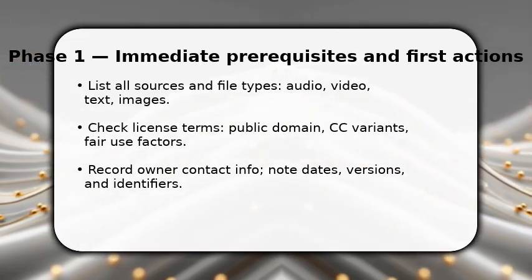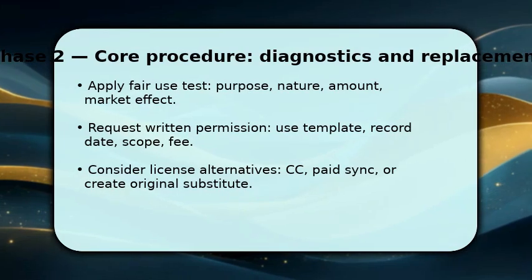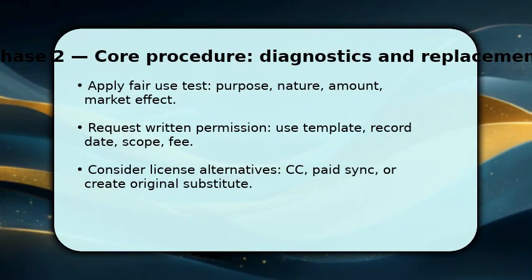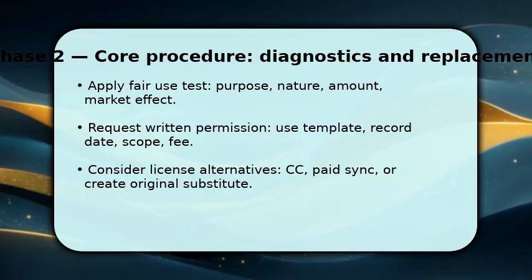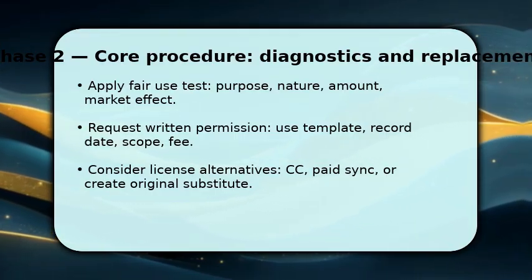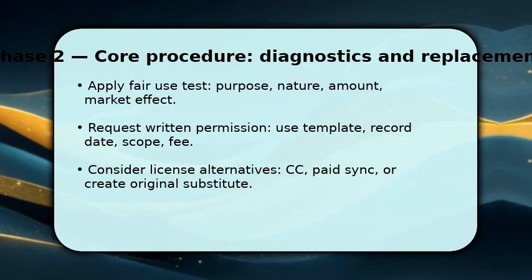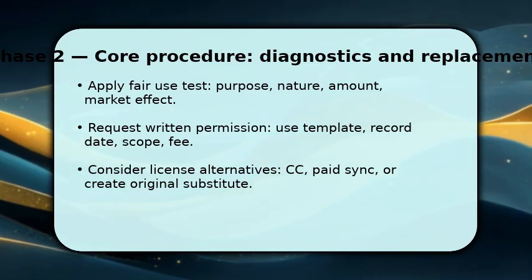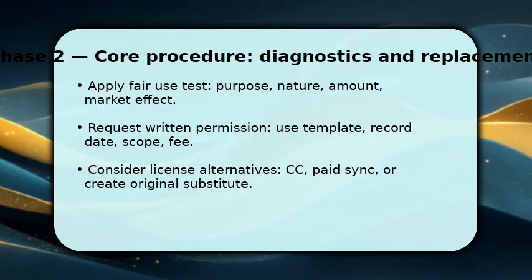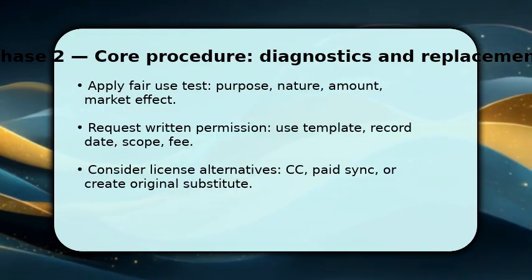You now apply an organized fair use test. Analyze purpose, nature, amount used, and market impact. If unclear, send a concise permission request. Include exact snippets, intended use, duration, and compensation. Save the email or signed form. Once permission is granted, confirm scope and keep records.